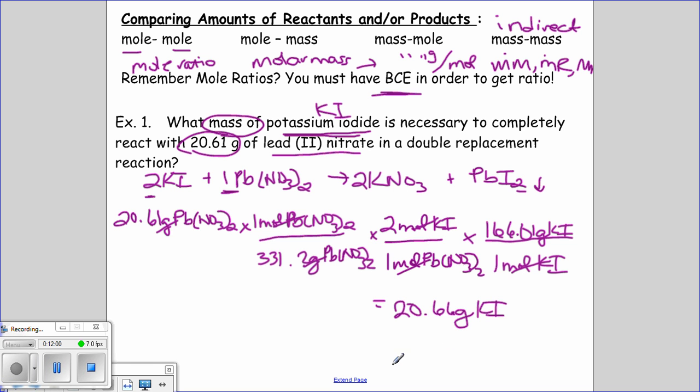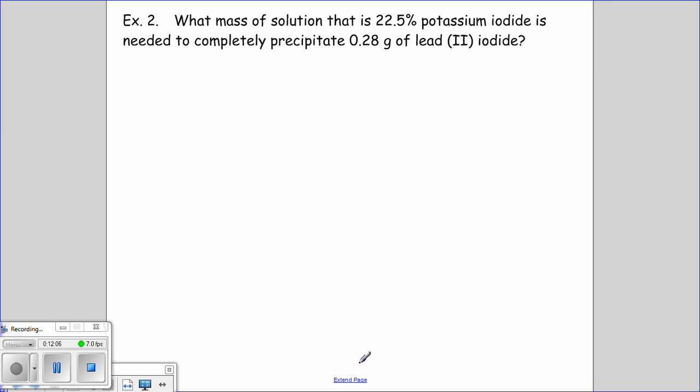If you thought you knew that, you did really well. Congrats. This is a pretty easy problem. Just make sure you use your units correctly.